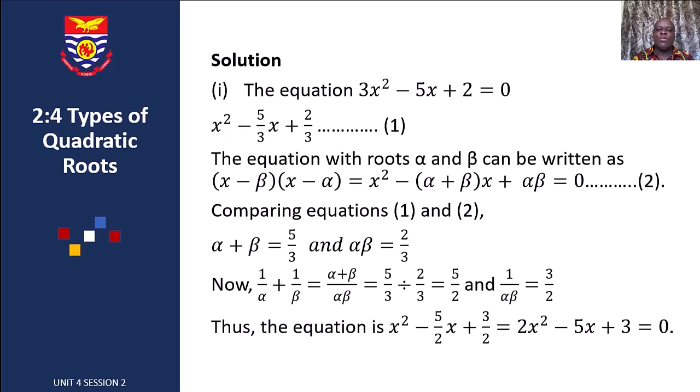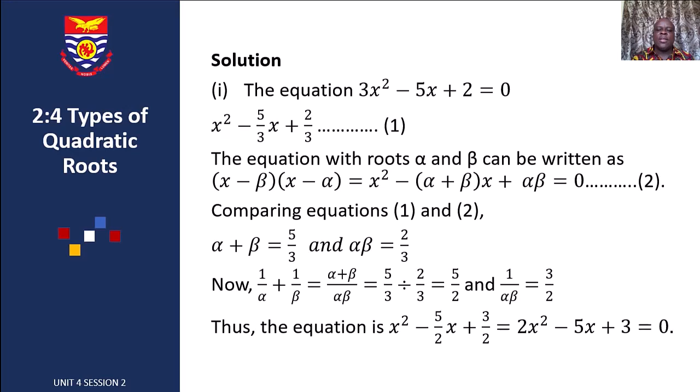So we can call that one equation 2. Then we compare equation 1 and equation 2. Then we see that the sum, which is alpha plus beta, comes with negative. And in equation 1, you also have negative 5 over 3. So if the negatives cancel out, then alpha plus beta will be 5 over 3. Then the product alpha beta will be 2 over 3.